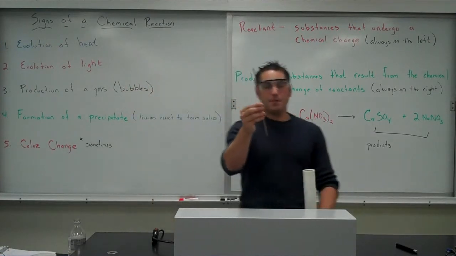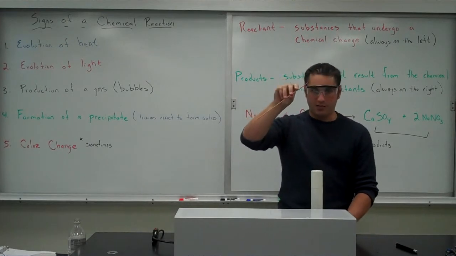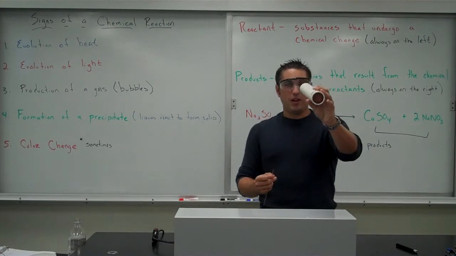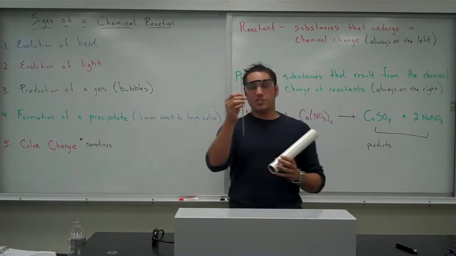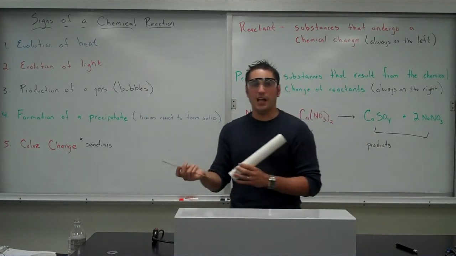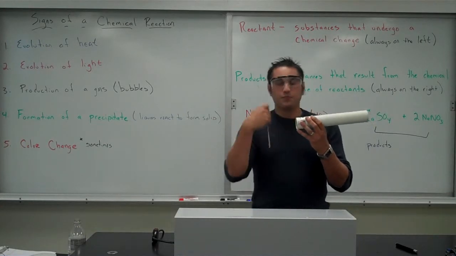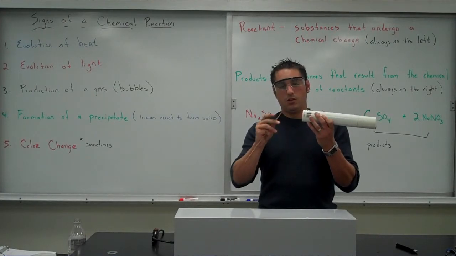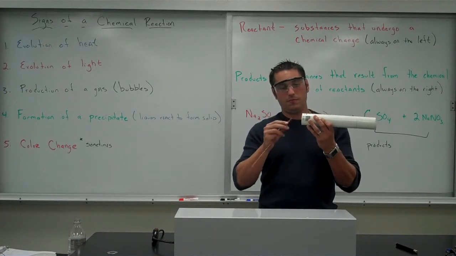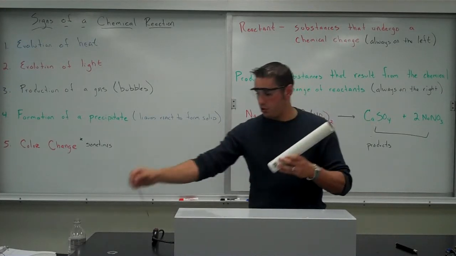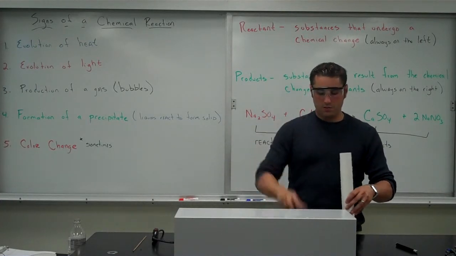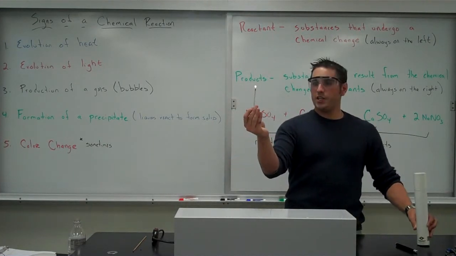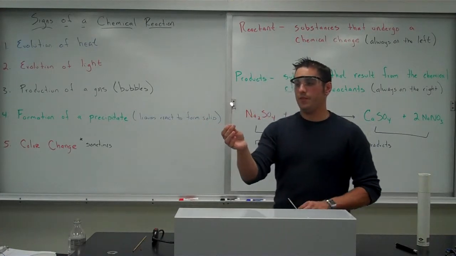When I take this match, which has a tip of red phosphorus, which is P4, and I strike it on the surface of the match striker, a chemical reaction occurs where the red phosphorus turns into carbon dioxide, in a reaction where hopefully we'll see our first two signs of a chemical change.